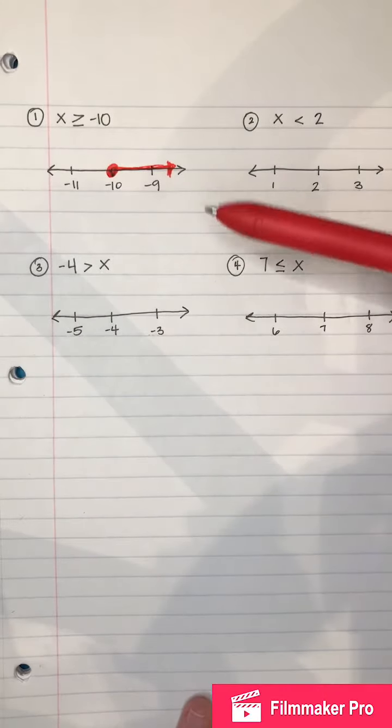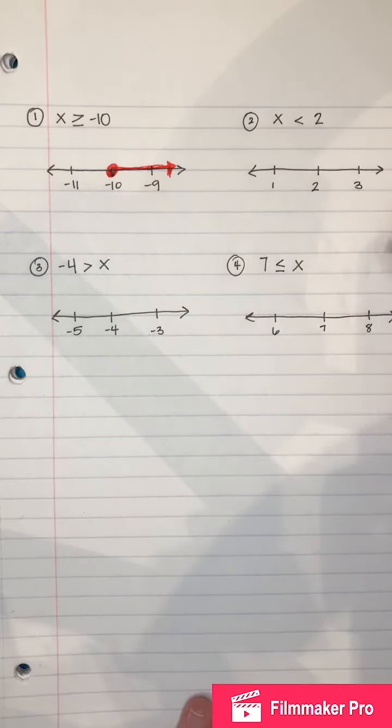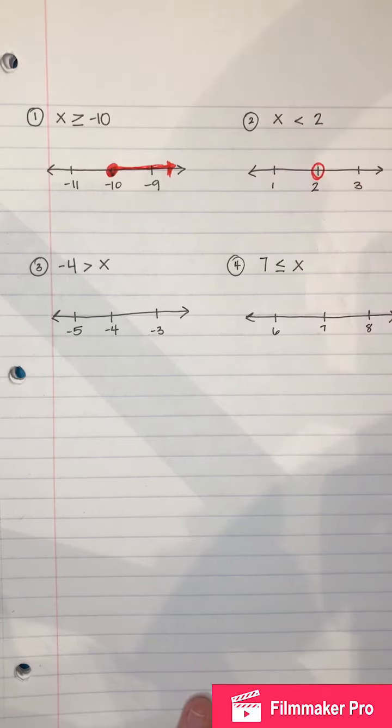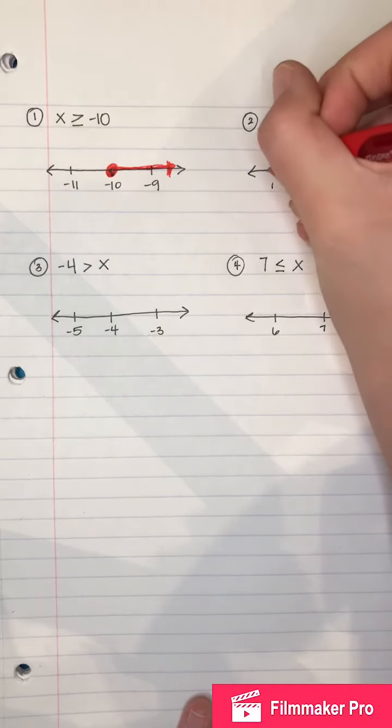All right, and if you're using a pencil and not a color, you want to make sure that you can tell which way your arrow goes. So x is less than 2. Since x cannot be 2, we're not going to shade in that circle. And we're going to go to the left because less than goes left.